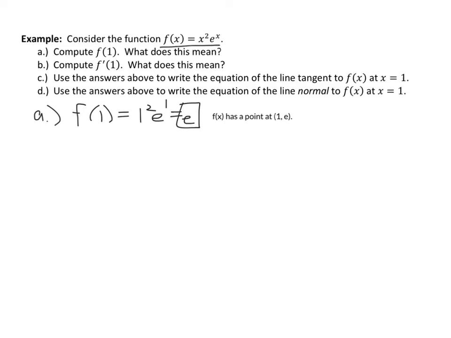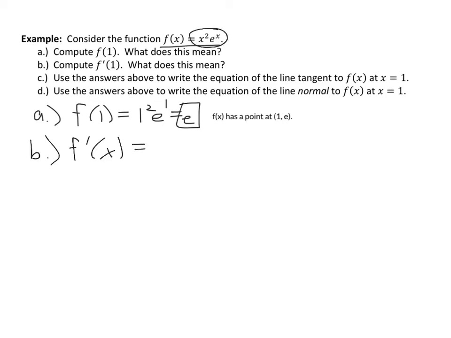Now part B. Part B asks us to compute f prime of 1. And what does this mean? So again, I'd encourage you to pause the video now and think about the fact that this is related to the slope of a tangent line. So the first thing that we would need to do here is compute the derivative. What is f prime of x?